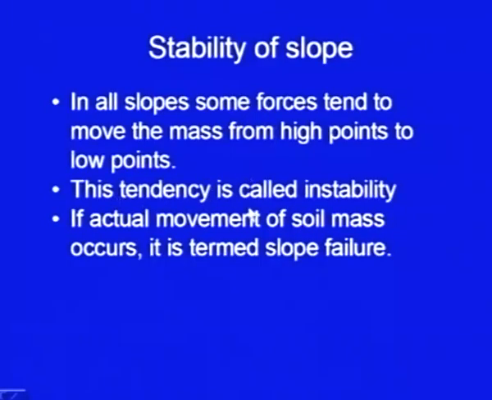This tendency is called instability. So, it is trying to be unstable, and if actual movement of the soil mass occurs, then this is called slope failure.